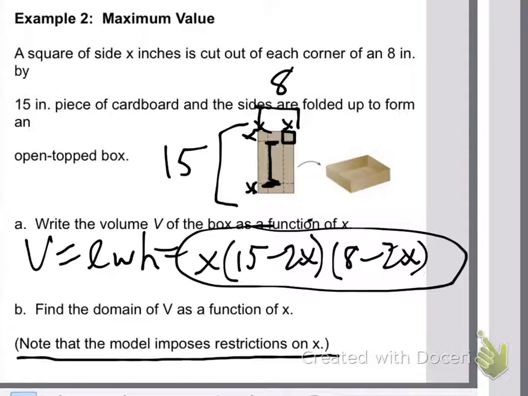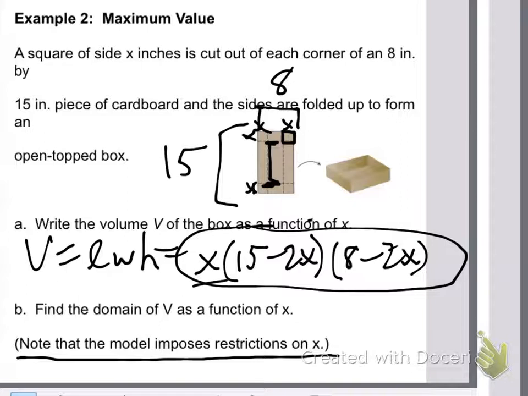So think about this. Can x ever be negative? And the answer is no. You can't have a negative length. You can't have a negative width. You can't have a negative height. Now, can you use 0? Well, if I use 0, what happens? That's 0. So 0 times everything is 0. Well, can you have a box that has a volume of 0? I guess. I mean, you wouldn't have a box, but you'd have probably the smallest box of all time.